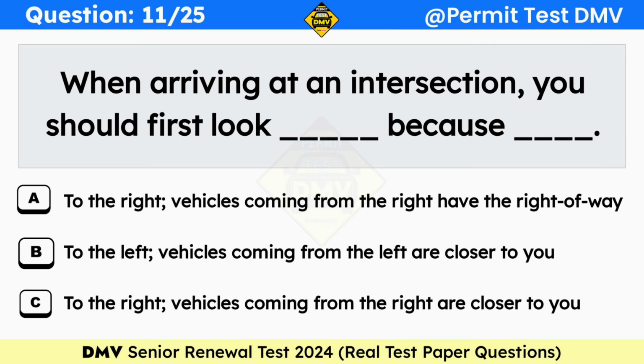Question 11. When arriving at an intersection, you should first look, because option A, to the right, vehicles coming from the right have the right of way. Option B, to the left, vehicles coming from the left are closer to you. Option C, to the right, vehicles coming from the right are closer to you. Correct answer, option B, to the left, vehicles coming from the left are closer to you.